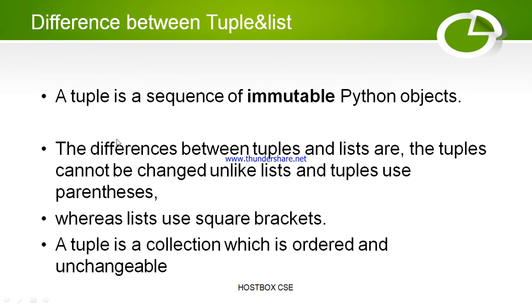So what is a tuple? A tuple is a sequence of immutable Python objects. The differences between tuples and lists are here. Tuples cannot be changed, unlike lists, and tuples use parentheses, whereas lists use square brackets. A tuple is a collection which is ordered and unchangeable. So keep in mind that a tuple is immutable in Python. That means you can't change it. If you create a tuple, you can only create it; you can't update it.